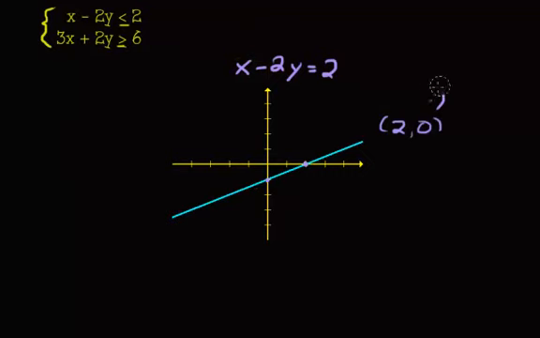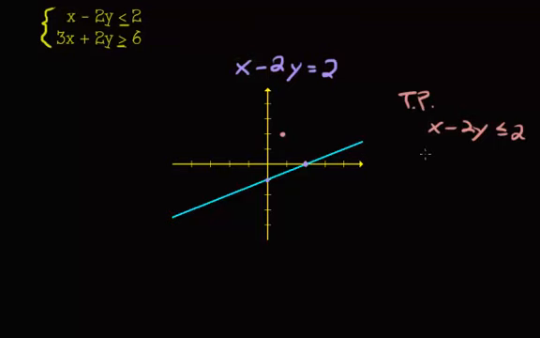Now in order to figure out what side to shade, we're going to do our test points. For this one, you should probably pick the origin, but we'll pick a different point. How about (1, 2)? So let's test that point. Now you're testing this on the original inequality, so that would be x minus 2y less than or equal to 2. So let's plug in our point.